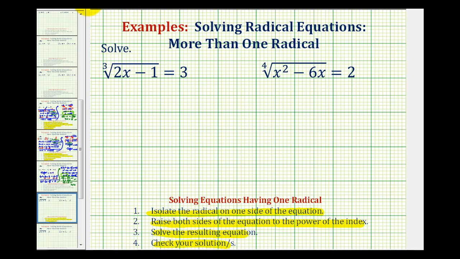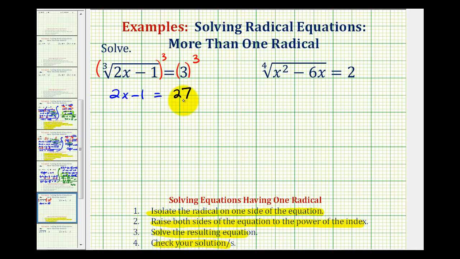Looking at our first example, we have the cube root of the quantity 2x minus 1 equals 3. Notice how the first step has already been done for us. The radical is isolated on the left side of the equation. And since we have a cube root, we can undo the radical by cubing both sides of the equation. If we cube the cube root of 2x minus 1, this will simplify to the radicand of 2x minus 1. And on the right side, 3 cubed is equal to 3 times 3 times 3, or 27.